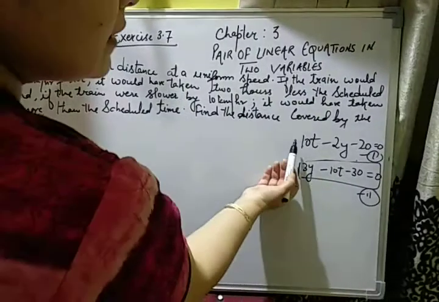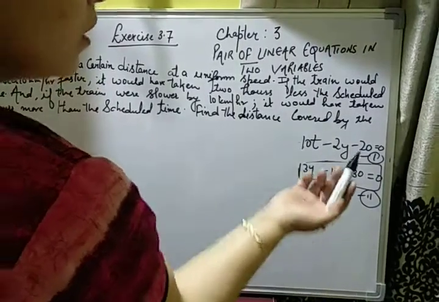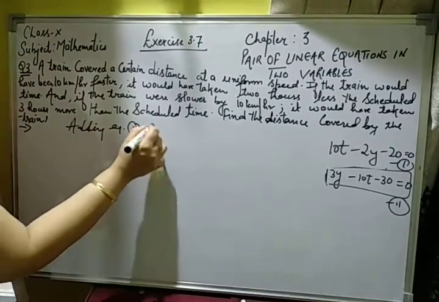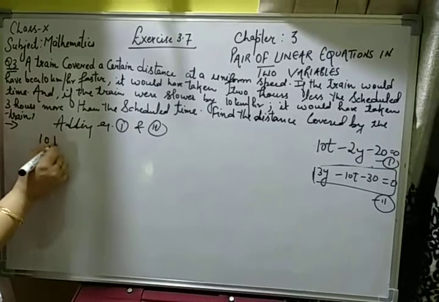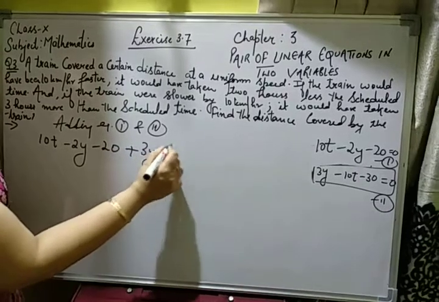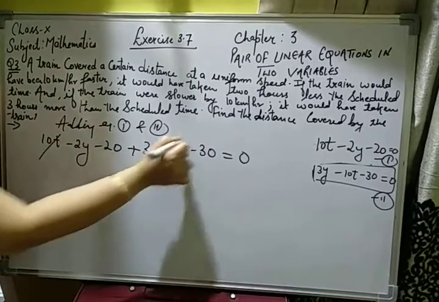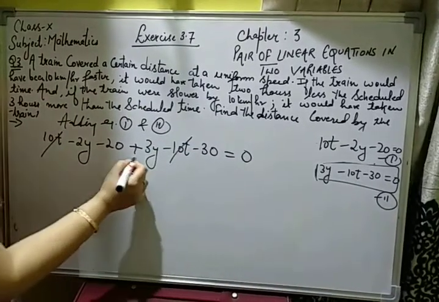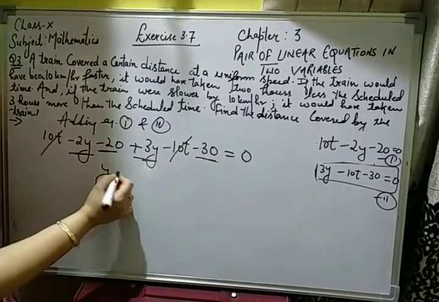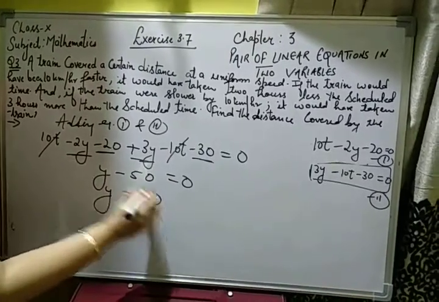Now as we can see here, 10t and minus 10t, these two terms are the same, only the sign is different. So we just have to add equation number 1 and 2. 10t minus 2y minus 20 plus 3y minus 10t minus 30 is equal to 0. Plus 10t and minus 10t will be cancelled out. Plus 3y minus 2y gives only y. Minus 20 minus 30 is minus 50 is equal to 0. It means y is equal to 50.